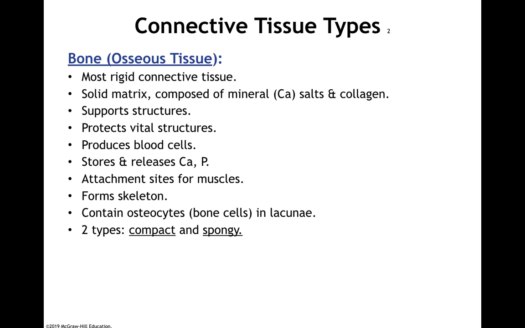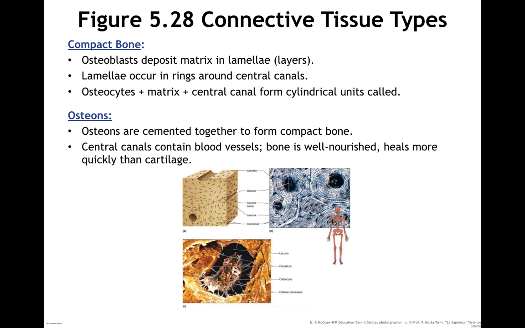It contains bone cells. Those bone cells are called osteocytes, and they are in a similar structure to what we saw in cartilage, called the same thing, lacunae, little lake in Latin. Bone comes in two different forms, compact and spongy, and all bones as organs have some compact and some spongy. It's a ratio that is different among types of bones.